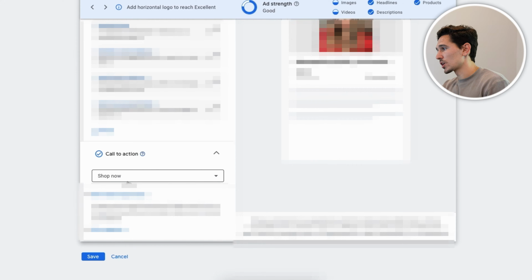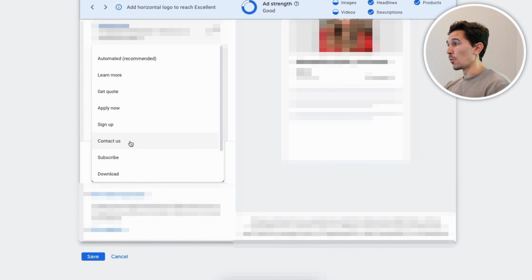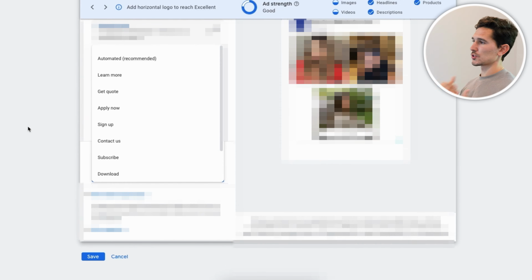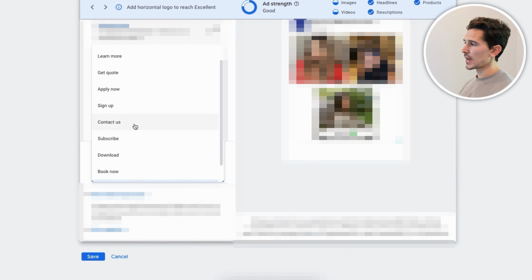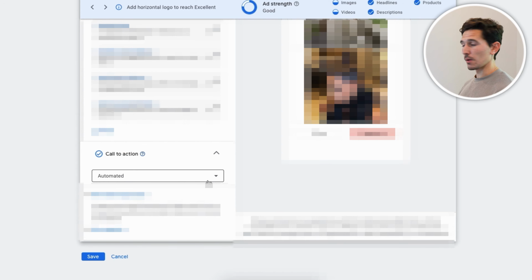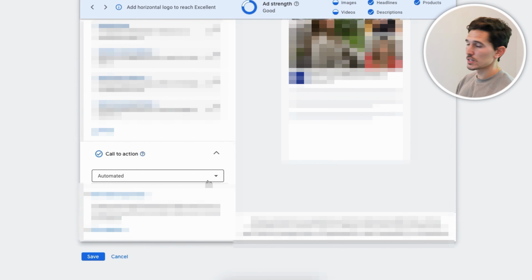Do not try to trick people here. A lot of people like to use learn more or even automated. Learn more will get you more clicks. It will actually get more people interested to click on your site. It feels like less of a commitment. Shop now creates a micro commitment for the consumer. Basically tells them, hey, I'm going to buy now. Shop now. Like we are shopping right at this moment. That micro commitment usually leads to slightly higher conversion rates, which is absolutely worth a couple cents of a trade-off for the cost per click.